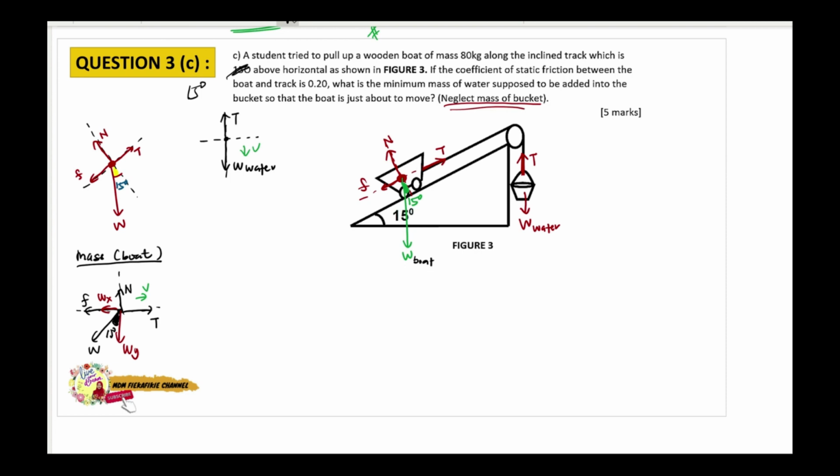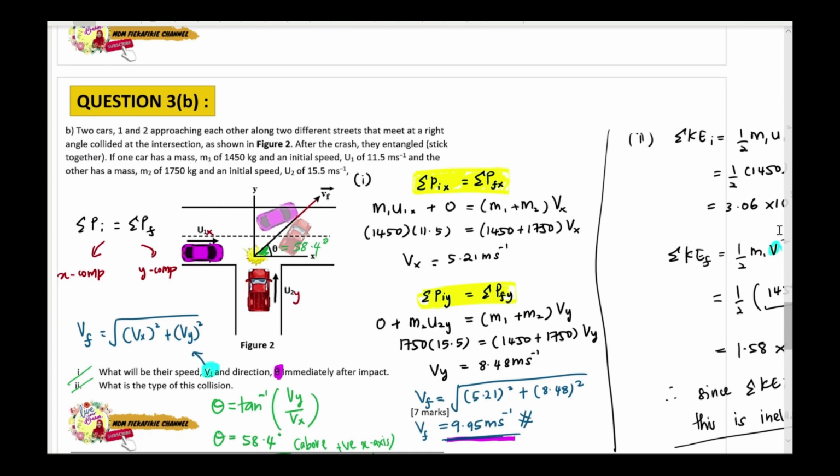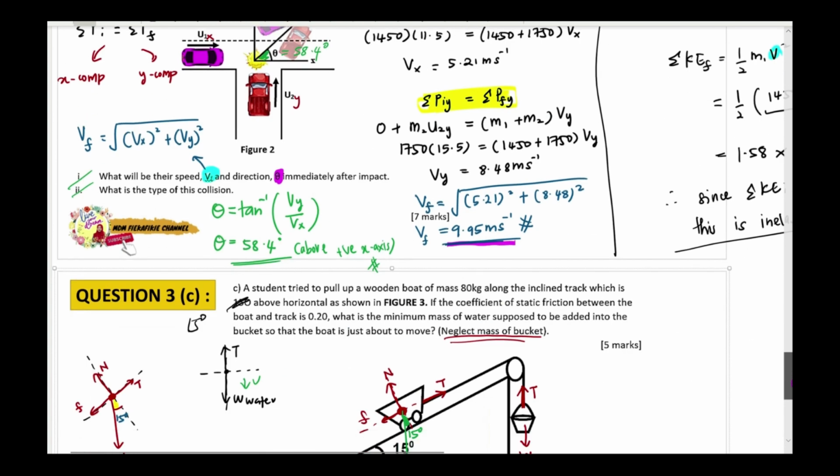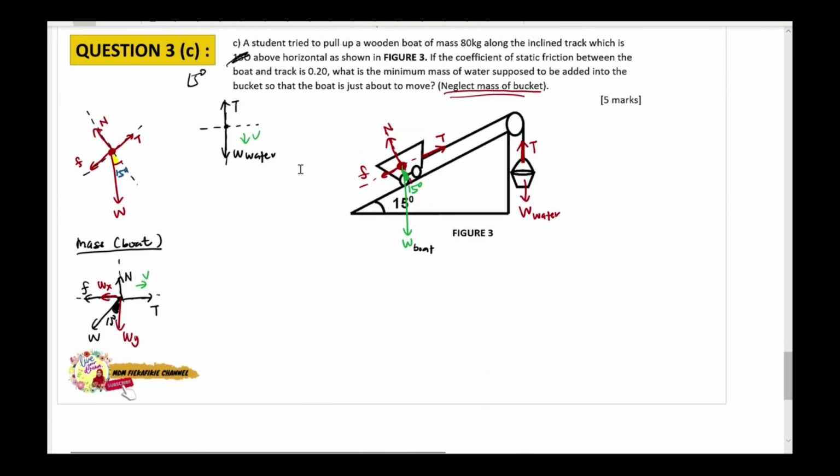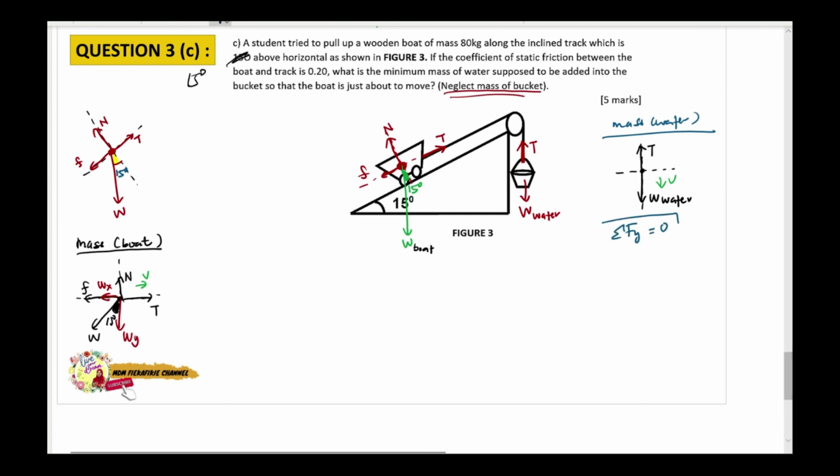Jadi, bila kita nak kira mass of the water, kita kena cari the weight of the water. So, in this case, bila kita nak buat, okay, saya pindah ke sini sikit ni. Sekejap. Okay, saya pindah kat sini. Okay, this is the mass of the water. Okay, so kita akan buat total Fy equal to 0 for the water.